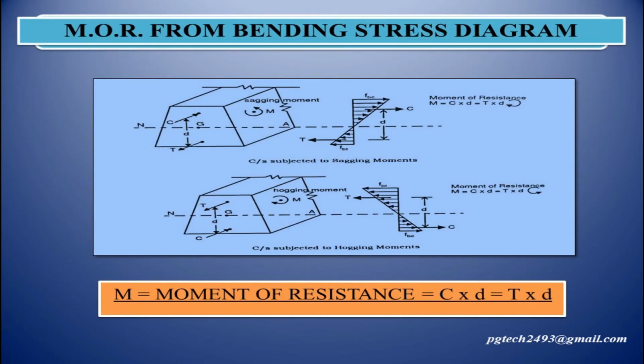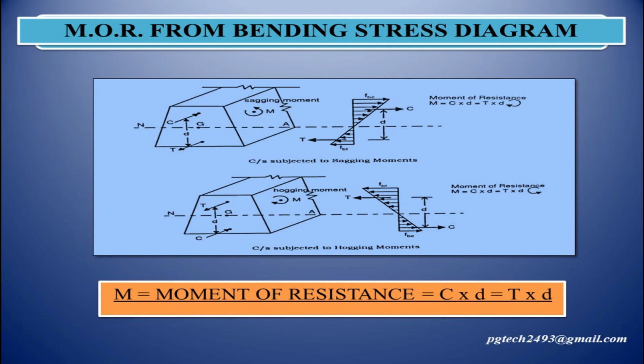Moment of resistance from bending stress diagram. Consider a beam section under sagging moment. We are now aware of the fact that under a sagging moment, the fibers above the neutral axis are under compressive forces and the fibers below the neutral axis are under tensile forces. The compressive and tensile stresses so produced are proportional to the distance of the fiber from the neutral layer.